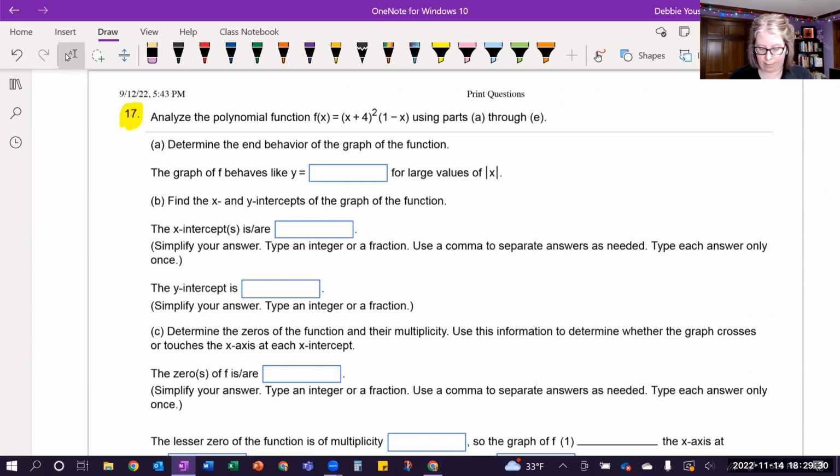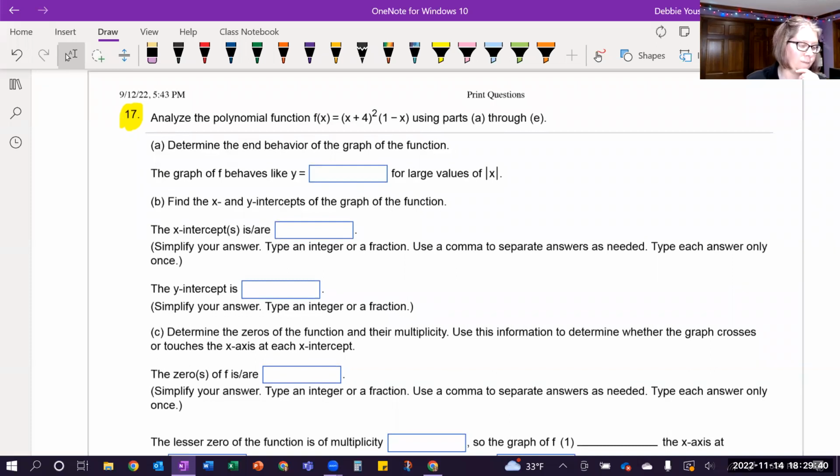Number 17 was asked next. And then I see a few more in the chat. So I will, again, go in the order of how they were asked. So analyze the polynomial function f of x equals x plus 4 squared times 1 minus x. And this has multiple parts to it.